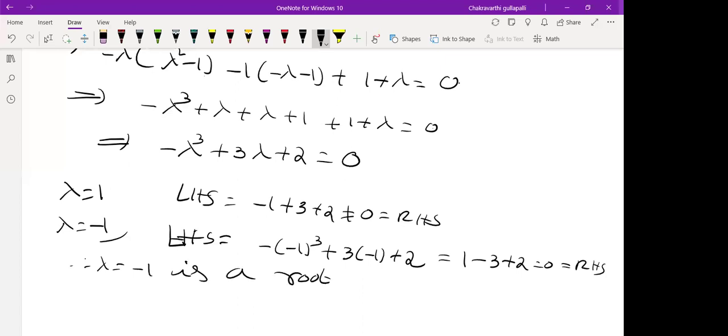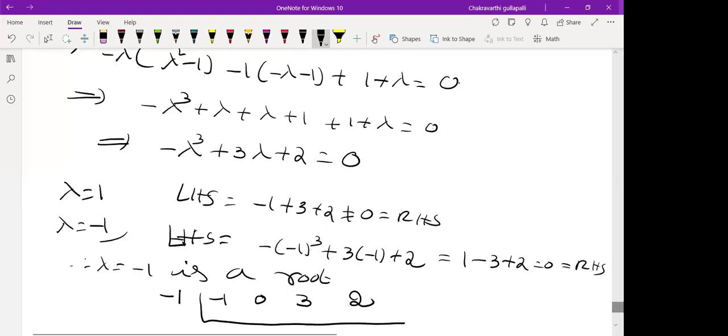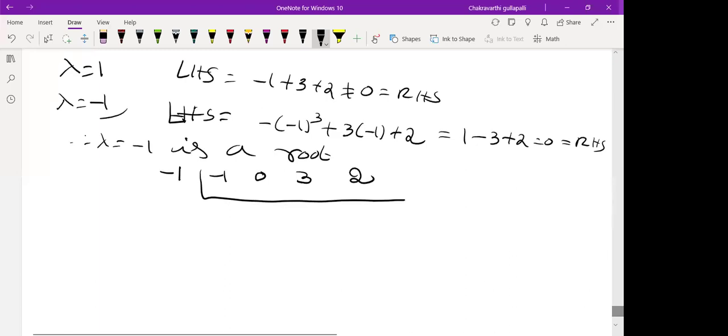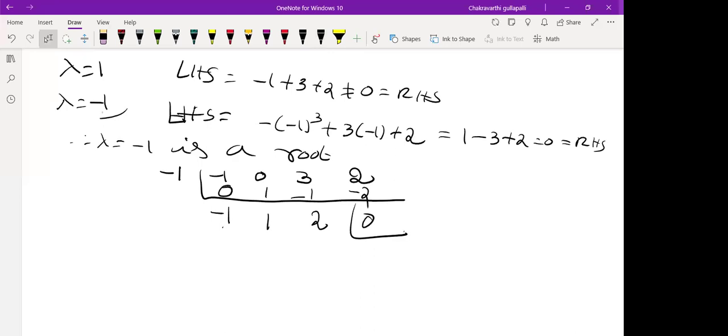This is a cubic equation, so we have to get the remaining roots. How to get the remaining? Apply synthetic division. The lambda cube coefficient is minus 1. Next, lambda square is not there. Lambda coefficient 3, constant 2. If any one of them is absent in between, you have to put 0. You know synthetic division, which you studied in your 10th class. First, always put 0. Minus 1 plus 0 is minus 1. Minus into minus plus 1. This is minus 1. This is 2. This is minus 2, 0. If your answer is correct, LHS equal to RHS, here you will get 0. This is the remainder.